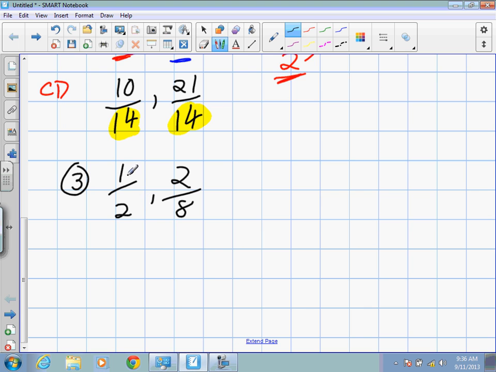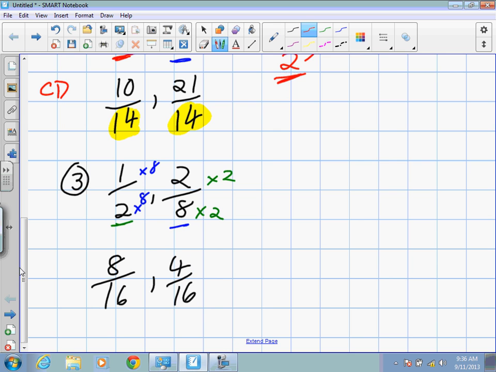Same idea. If I take this 2, I'm going to multiply both the top and the bottom by 2. We take this 8, top and the bottom by 8. In this case, we get 8 over 16 and 4 over 16. Now, these are common denominators. Are these the lowest common denominators? No. These are not the lowest common denominators.